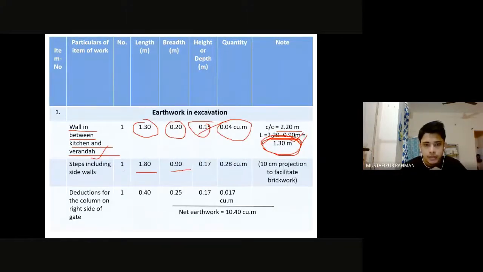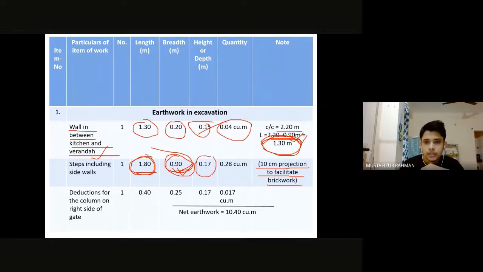So it becomes 1.80 meter, 10 centimeter projection we are providing on both sides to facilitate the work. 1 meter is the length of the steps. 0.3 meter wall, 0.3 meter wall makes it 1.6, and 10 centimeter on both sides, so 1.7 and 1.8 it becomes finally. Okay, then 0.8 was the breadth, and we are again providing 10 centimeter extra, so it becomes 0.9. This we can provide 0.8 also. No, nothing will be wrong.